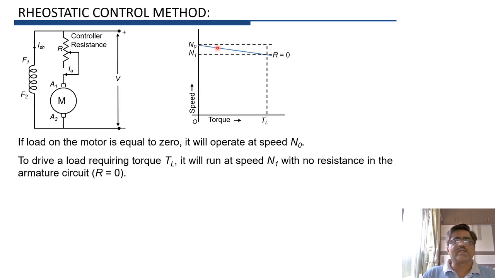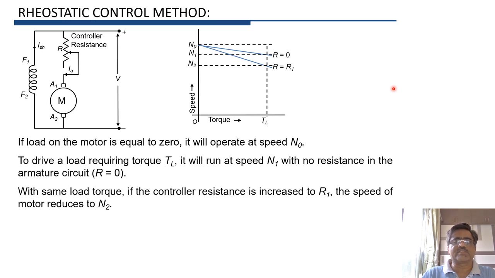Now if the resistance of this controller resistance is increased, what will happen? Then the droop in the characteristic will be more. So if the resistance is changed to R1 and R1 is greater than 0, the droop in characteristic will change, and if load torque is constant, speed of motor will reduce to N2. So with increase in controller resistance, the speed of motor will decrease.